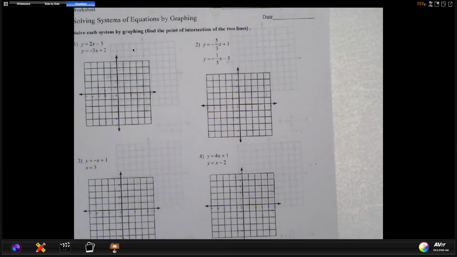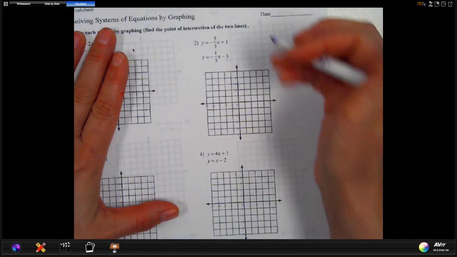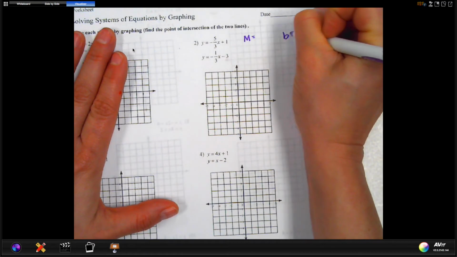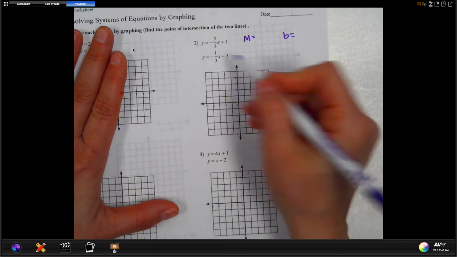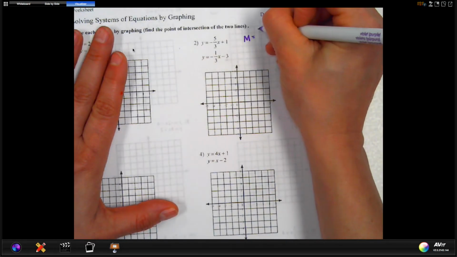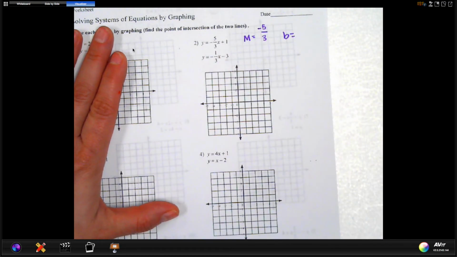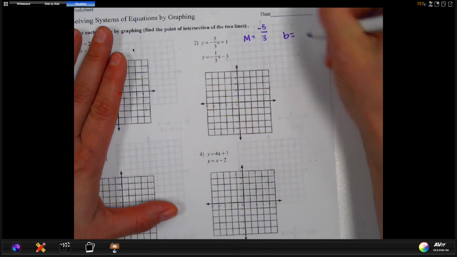Okay, so starting with number 2, notice they're both in y equals. Awesome. So equation 1, let's find the m and the b. So m is the number that's next to the x, so that's negative 5/3. Let's put the negative with the top number to stay consistent. We can put it with the top or the bottom, but we'll start with putting it with the top. And my b value is 1.